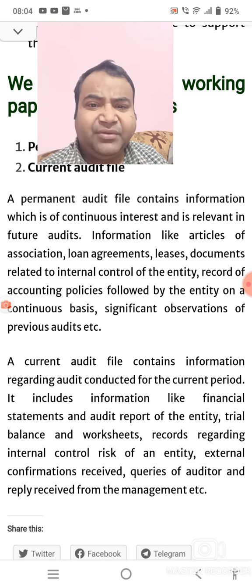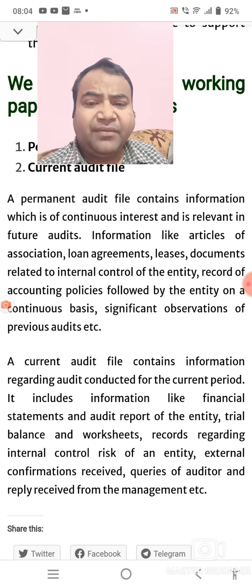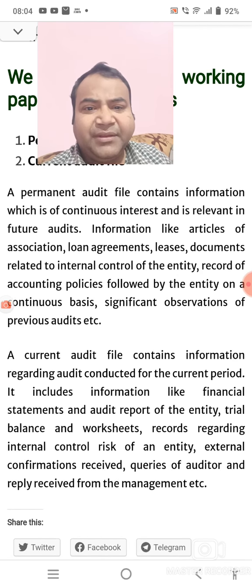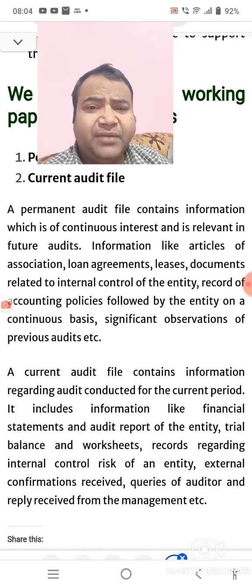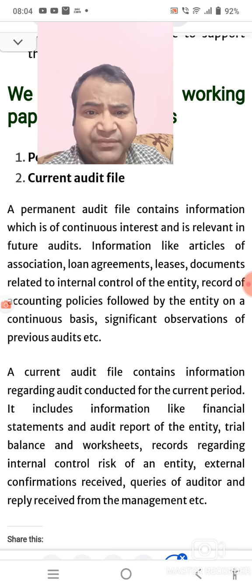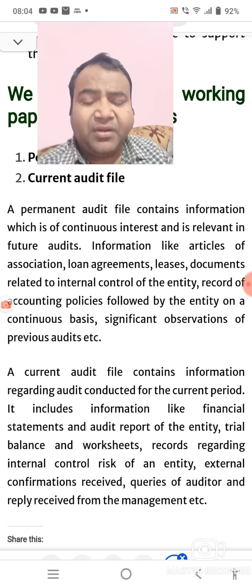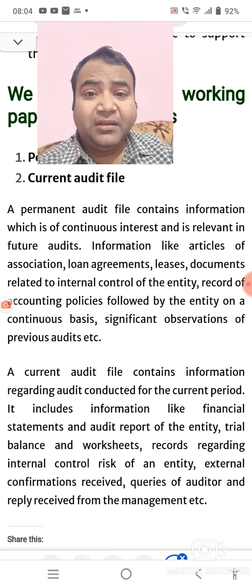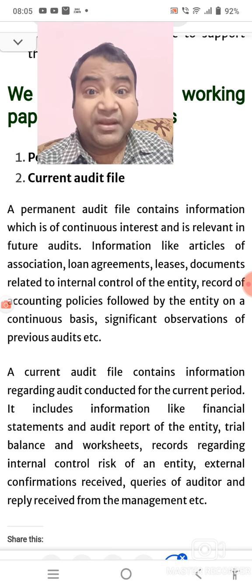Then there are leases, documents related to internal control of the entity, and records of accounting policies followed by the entity on a continuous basis. Observations are made on this permanent audit file so that it can be utilized for a longer period of time. The information in this file can be useful for a longer period, not just for a particular auditor but for the company also. It is very beneficial to maintain such a file.